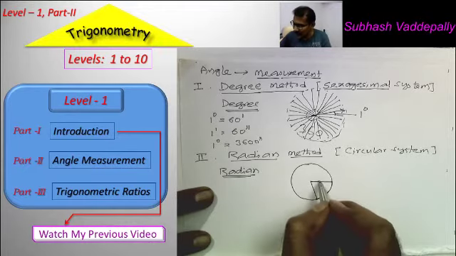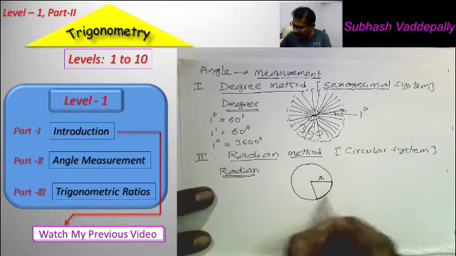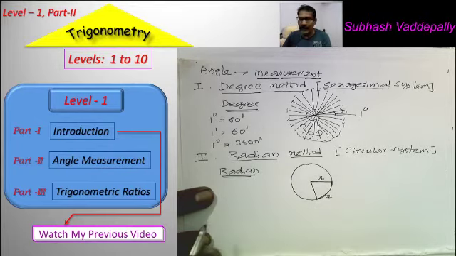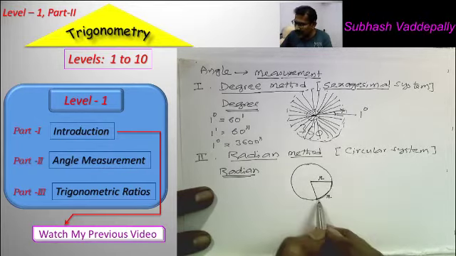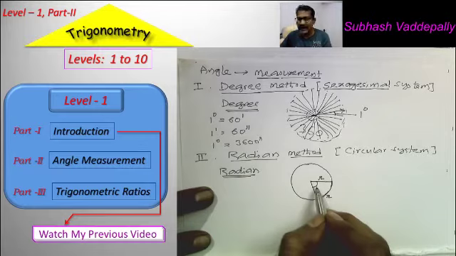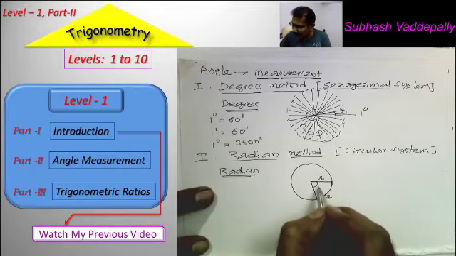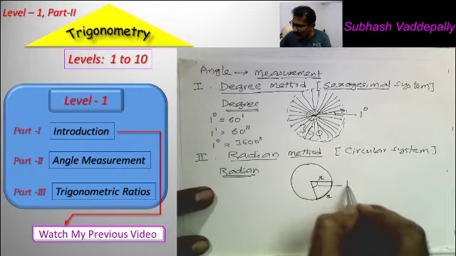In this case, if this length is some r units, this arc length is also r units. Due to this arc at the center of the circle, some angle is formed. This angle is formed by an arc which is exactly equal in length to the radius. Then this angle is called 1 radian.